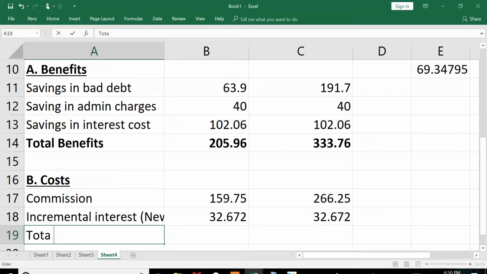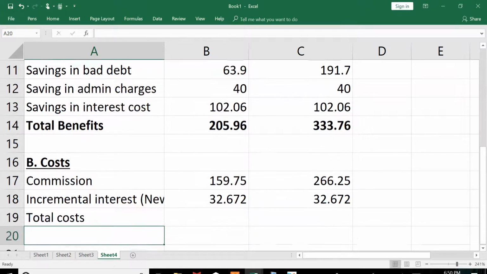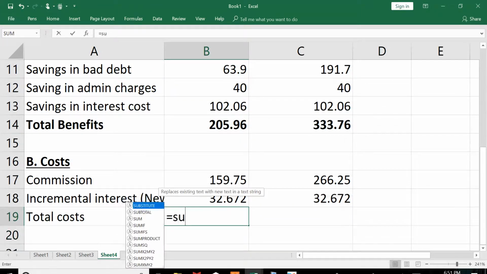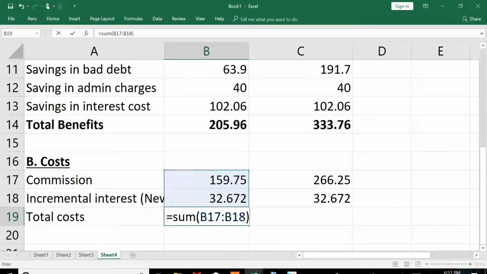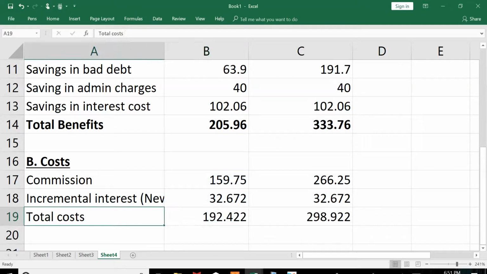Total costs. Again, there's a net benefit of factoring. You end up getting a benefit in the factoring arrangement.